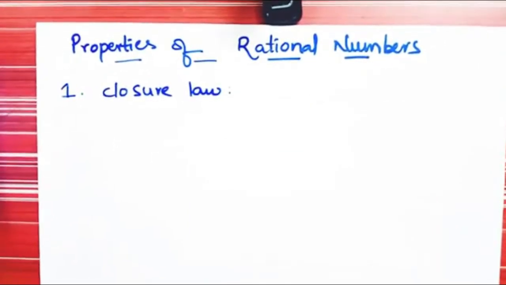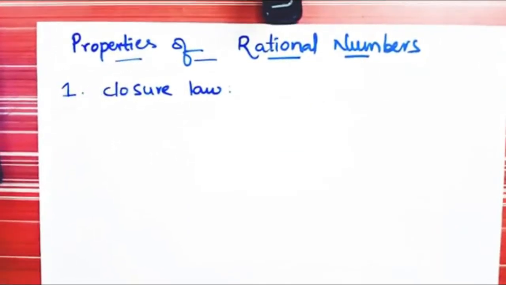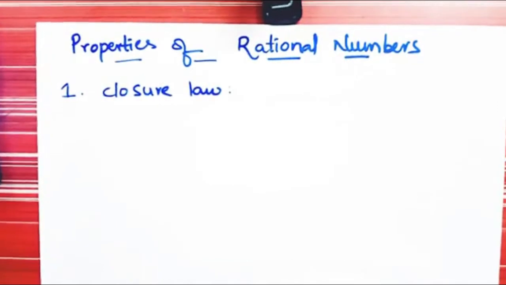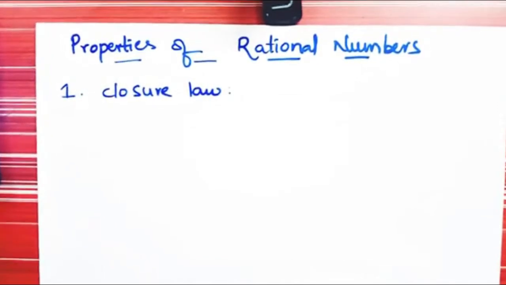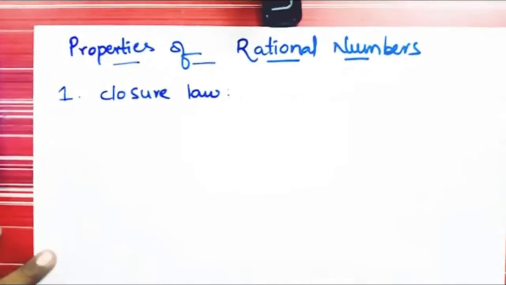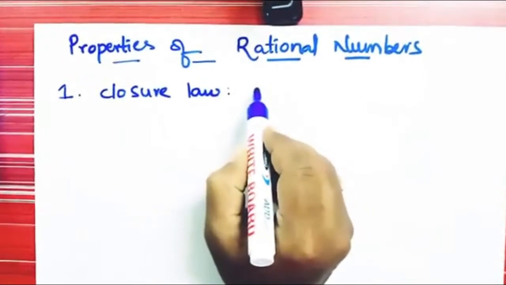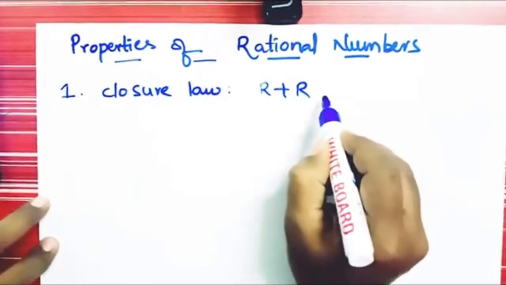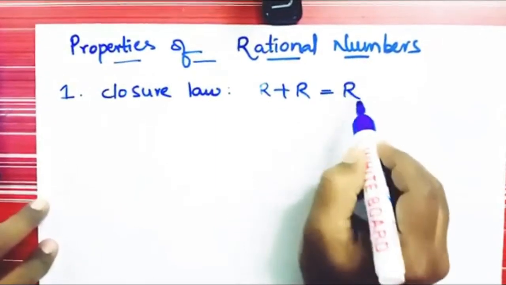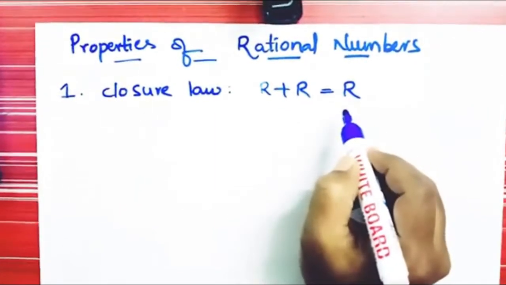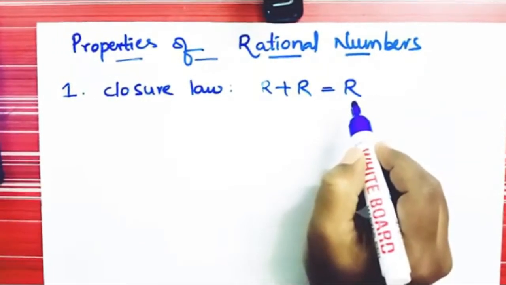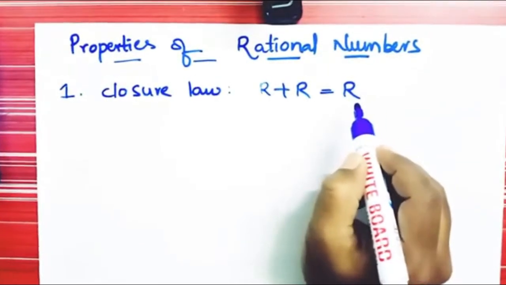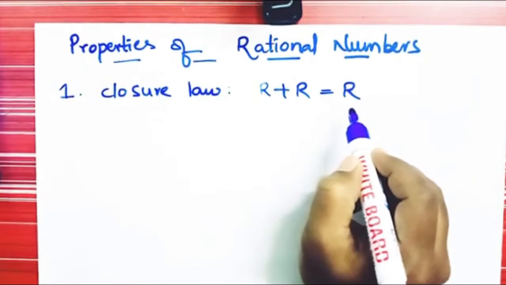Next we will go with the properties of rational numbers. The first property, closure law. So what does closure law mean? If the sum of two rational numbers is also a rational number, then we can say that the set of rational numbers satisfies the closure property under addition.